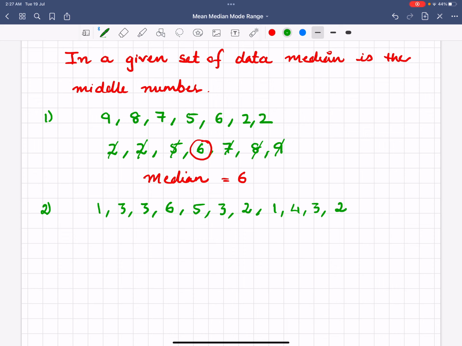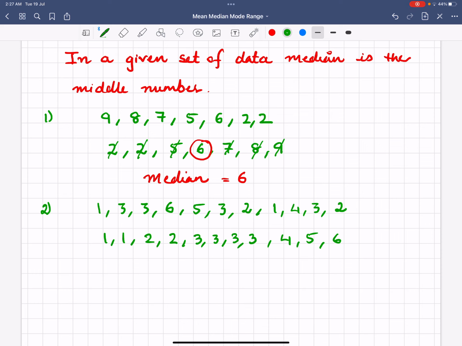So once we put these numbers in ascending order, we have 1, 1, 2, 2, 3, 3, 3, 3. We have 4 threes. Let me check. 1, 2, 3, and 4, right? And 4, 5, 6. So let me check out if I have missed out on any number. 1, 2, 3, 4, 5, 6, 7, 8, 9, 10, 11. All right. Now, we need to find the middle number.